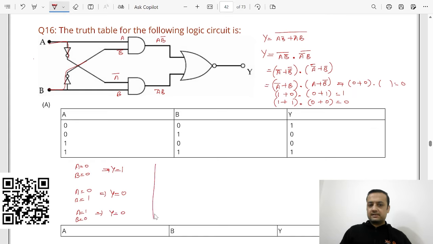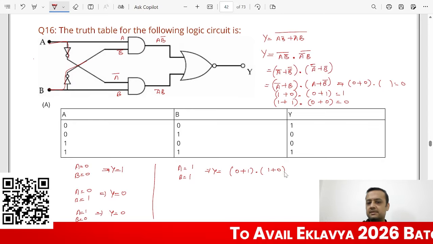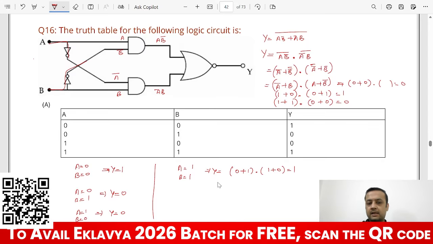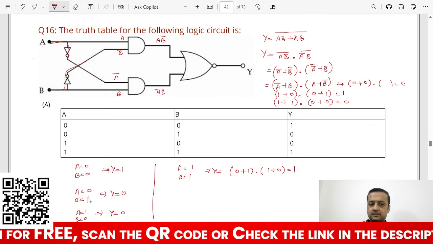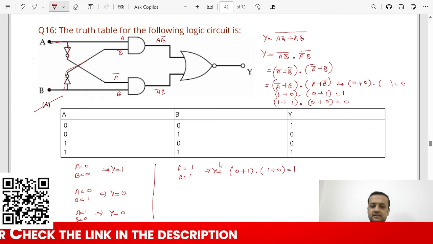And then last is if a is 1 and b is 1. Then you can see y will be, a bar will be 0 and b will be 1, multiplied by a, which will be 1 and b bar will be 0. So 1 into 1 will be again 1. So in this case the answer will be 1. All right. So the answer will be like 0 0 1, 0 1 0, 1 0 0 and 1 1 1. So option A you can see satisfies perfectly.